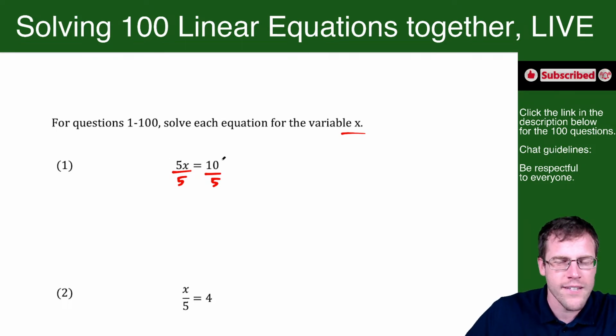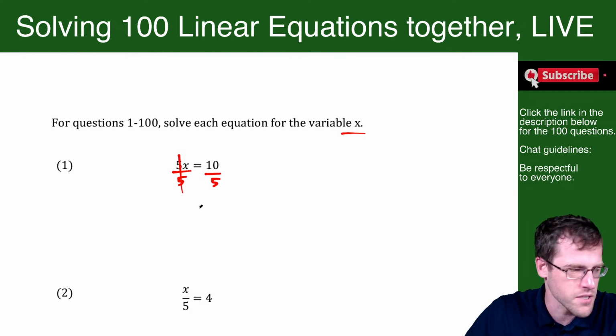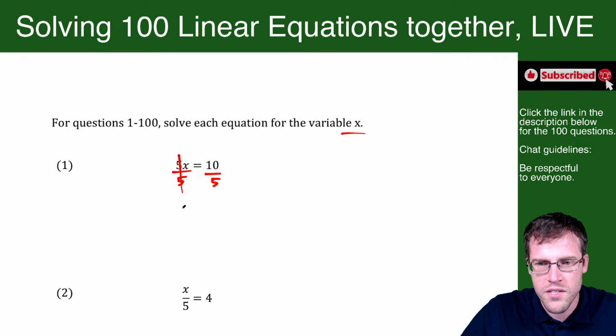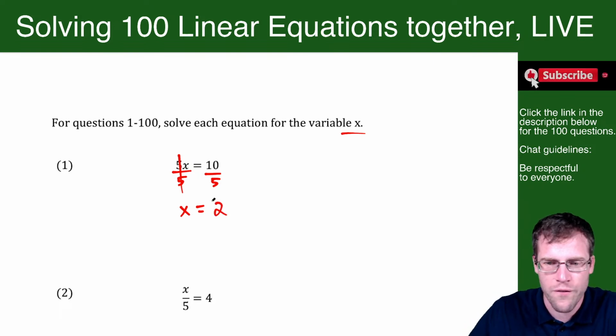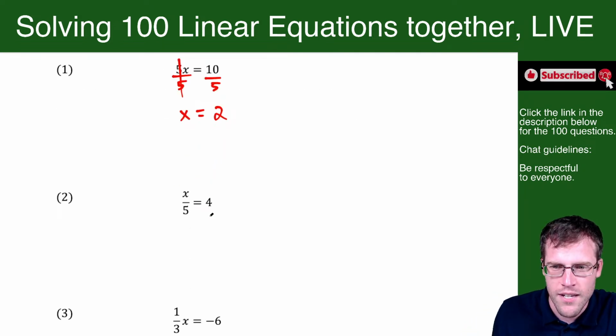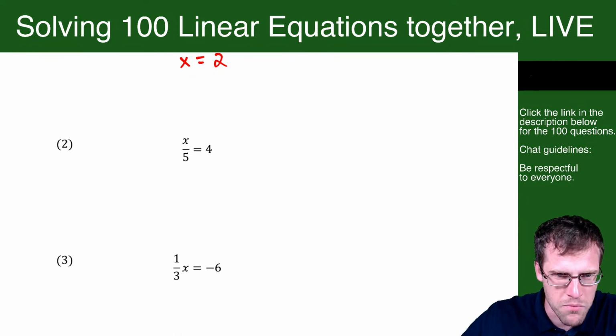So here, 5x equals 10. We're dividing both sides by 5. The 5 over 5 is going to cancel, and then we just have x left on the left. And then 10 divided by 5 is equal to 2. Okay, so that's our first question done. So now 99 to go. But don't worry, I'm not going to count down. If you want to count down in the chat, by all means, go ahead.